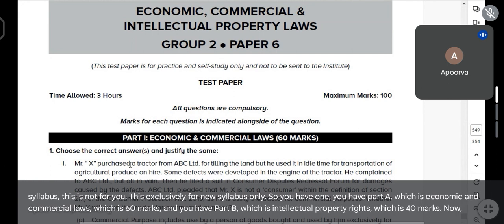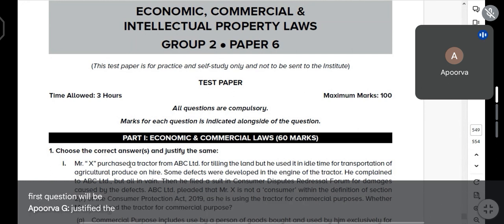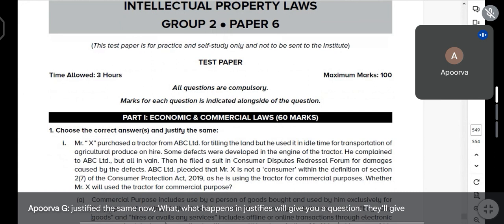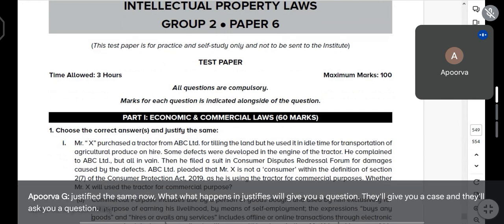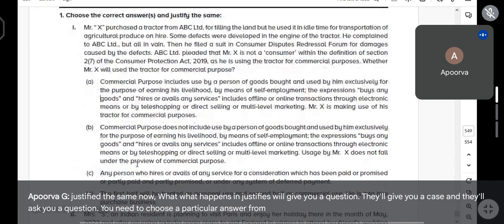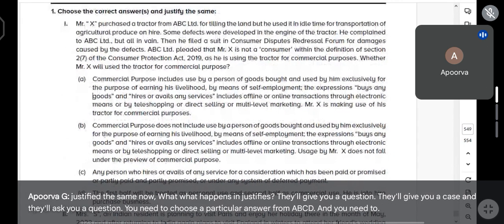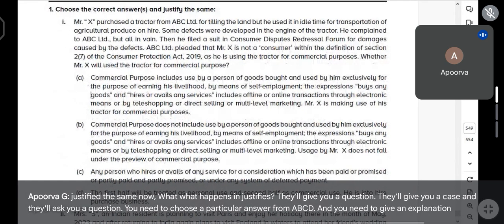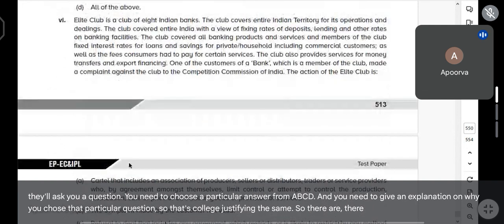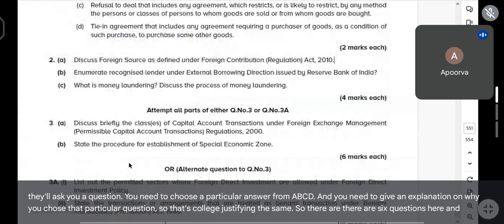The first question will be to justify the same. What happens in justify is they'll give you a case and ask you a question. You need to choose a particular answer from A, B, C, D, and you need to give an explanation on why you chose that answer. That's called justifying the same. There are 6 questions here, and everything is 2 marks each.